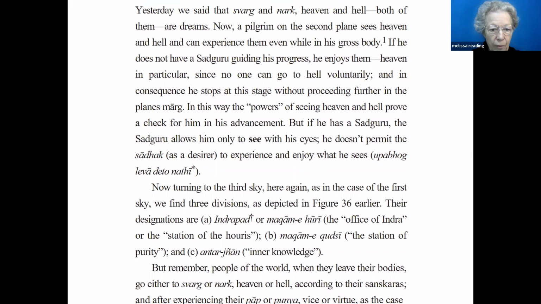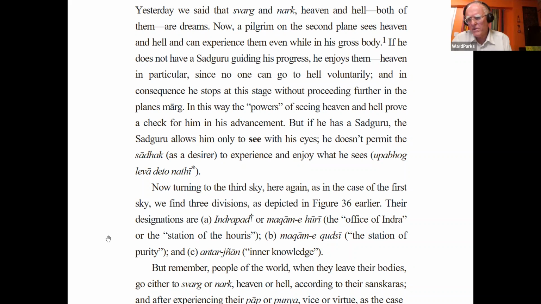Now turning to the third sky, here again, as in the case of the first sky, we find three divisions, as depicted in figure 36 earlier. Their designations are, do you like to read those words? Sure. Indrapad, or Makam Huri, the office of Indra, or the station of the Huris.